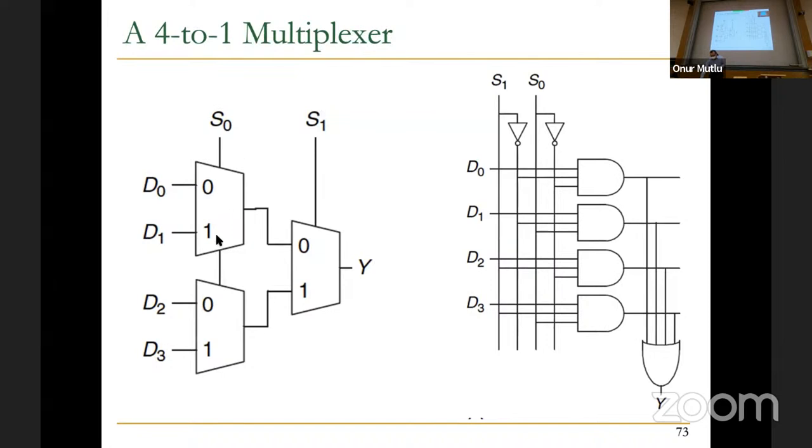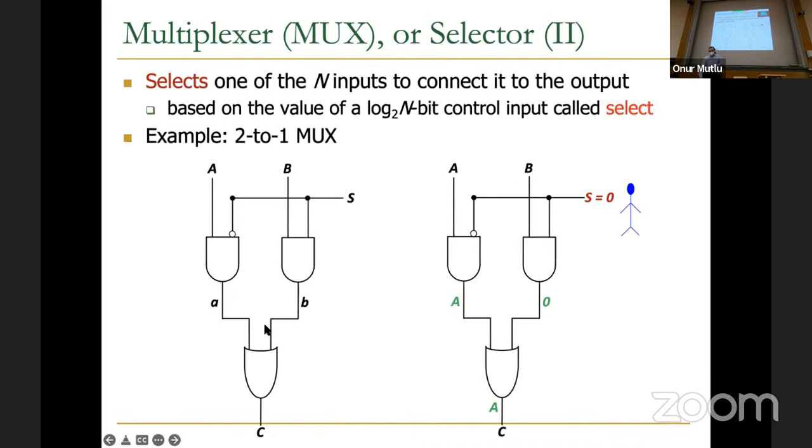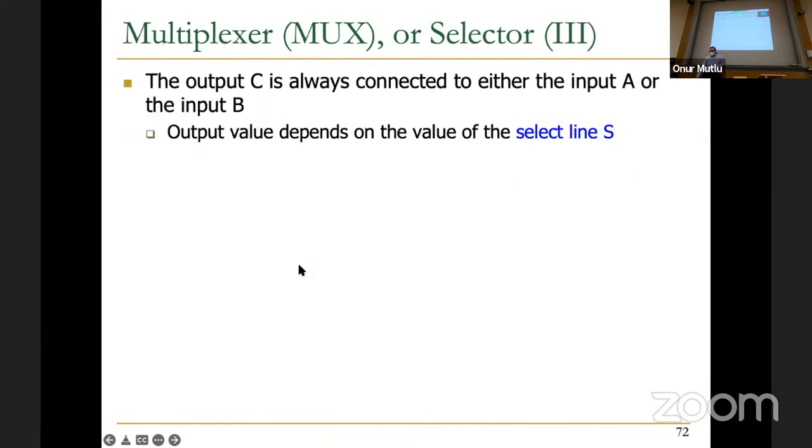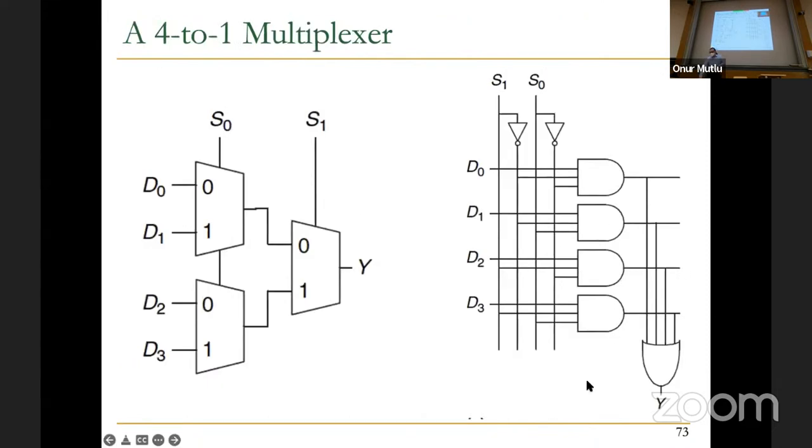And this over here means that it's also S0. Basically, S0 selects between D0 and D1, and between D2 and D3, at the first level. And S1 selects between whatever is coming out of the first level multiplexers. So by using three 2-to-1 multiplexers, you can build a 4-to-1 multiplexer. And you can count the gates if you do that. I'm not going to do that, but by looking at the 2-to-1 multiplexer, you have 3 gates plus 1 inverter over here, right? Or you can directly build the 4-to-1 multiplexer, which is this.